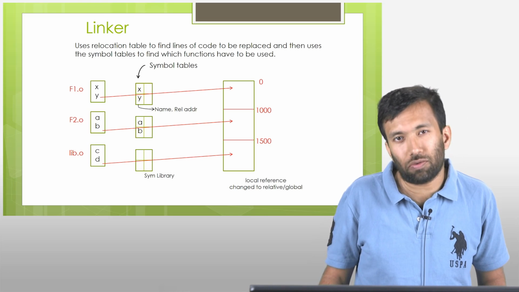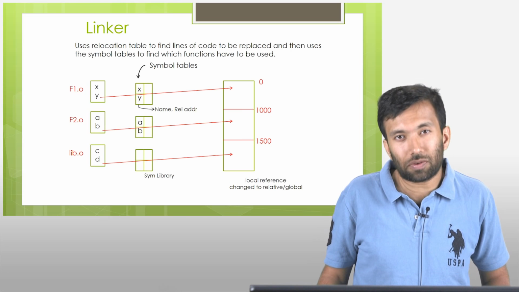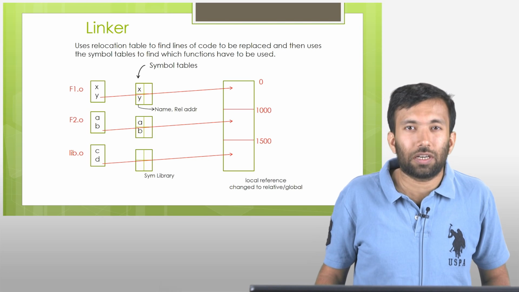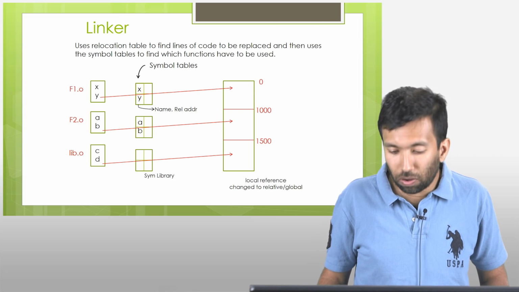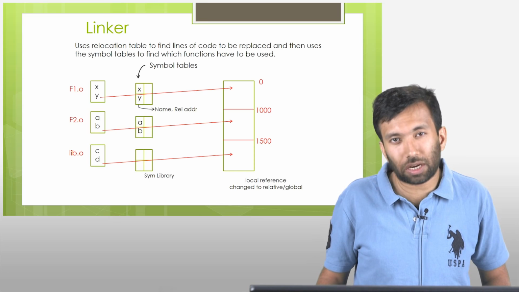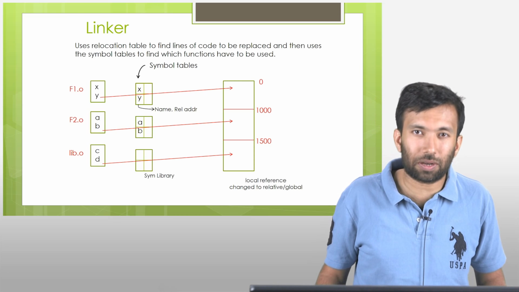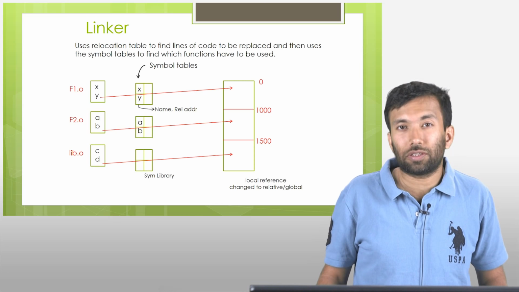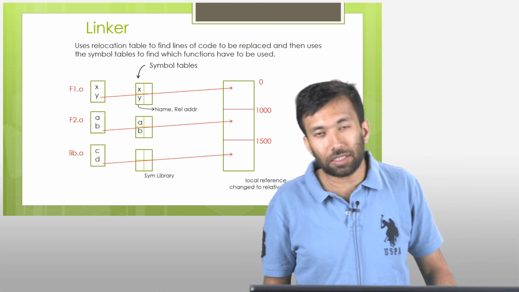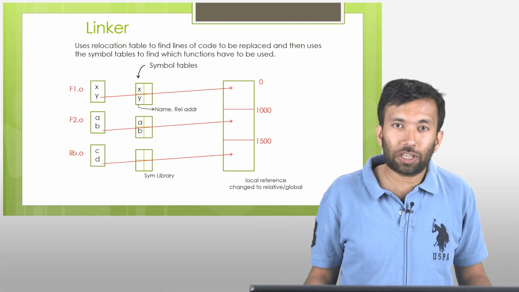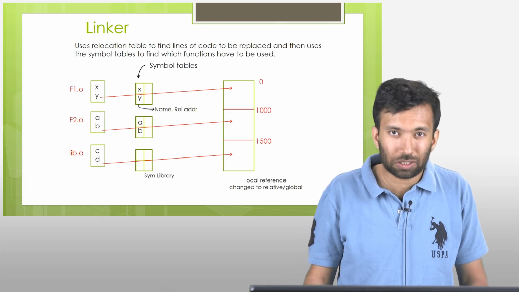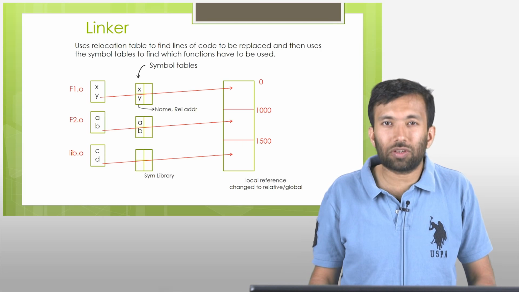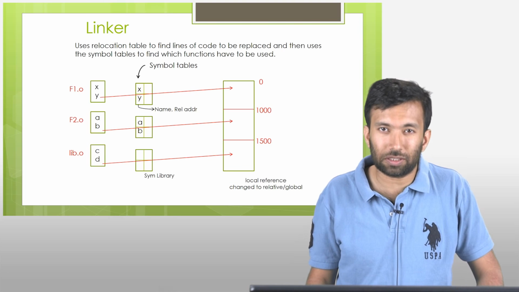The answer is no, because the lines of code of the output of the linker do not have any physical address. All these are relative addresses. You cannot use relative addresses to run a program. This is because if you take a relative address and try to run it, multiple programs will have the same relative address. So which line of code will you run? There is confusion. So you cannot run a program with relative addresses. You have to have physical addresses.